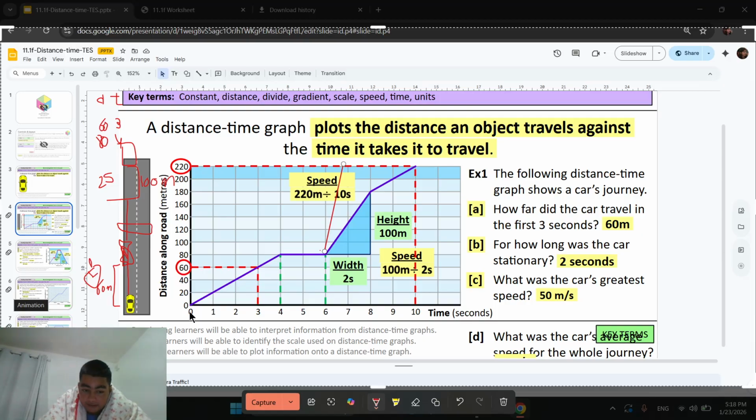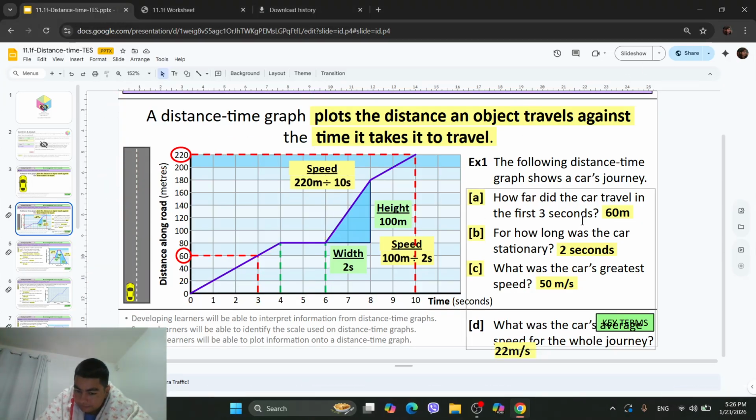So 220 divided by 10 seconds would give us how much? 22 meters per second? Yep, so that is going to be our answer for this thing. So 22 meters per second, right?